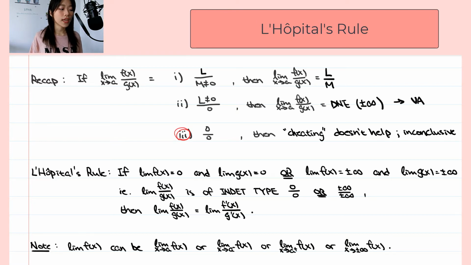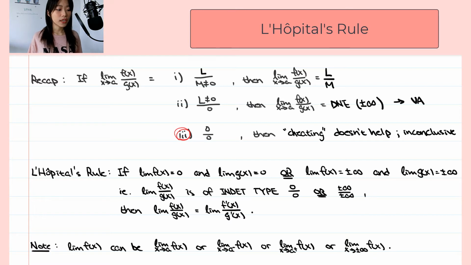So L'Hopital's rule states that if the limit of f of x equals 0 and the limit of g of x equals 0, or the limit of f of x is either positive or negative infinity, and the limit of g of x is also positive or negative infinity. In other words, if the function is of the form f of x over g of x, then when you use the cheating rule, you'll get 0 over 0 or infinity over infinity. So L'Hopital's rule states that if you get this type of limits, then the limit of f of x over g of x equals the limit of the derivative of f of x over the derivative of g of x.